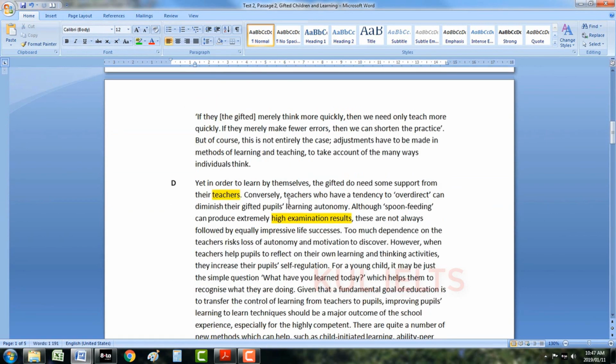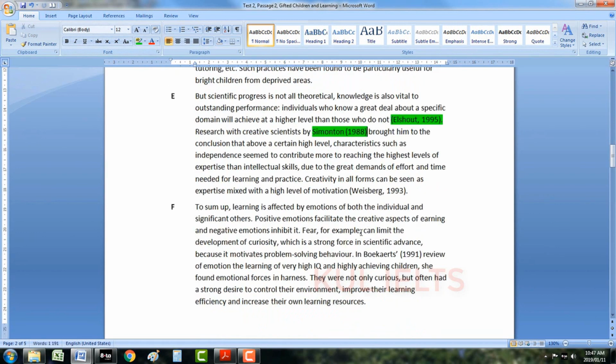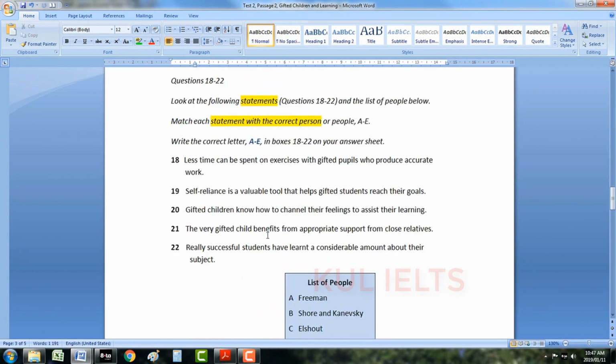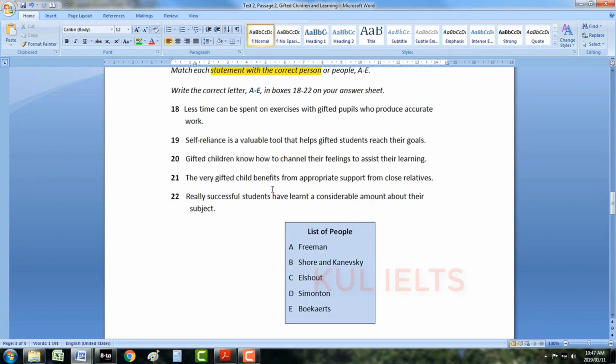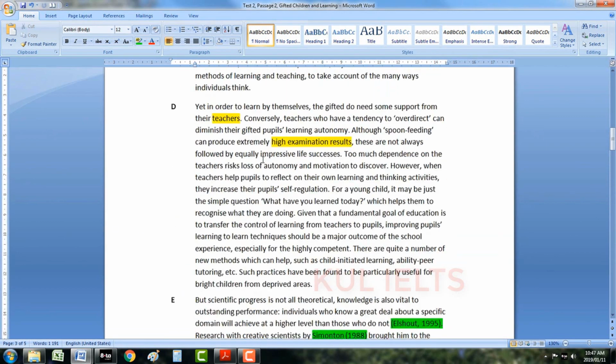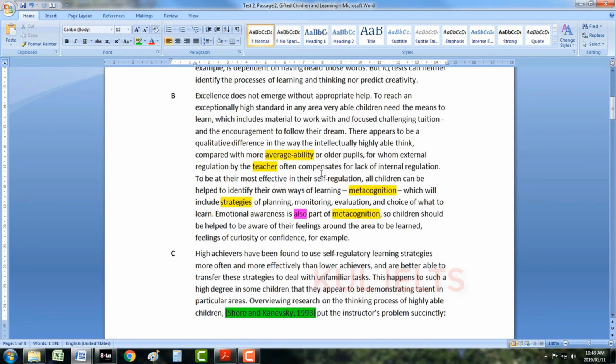Shaw and Kanevsky, Elshart, Simonton and Boekerts. Great. So it's probably just going to be one sentence that we're looking at. Then the way to do it is look at Freeman, look what he said, and then come back here and see which one it matches. So what does Freeman say? This is the sentence. It might be this whole thing. So that looks a little bit long. I actually want to find a short one. So let's skip that. I might come back to that later.